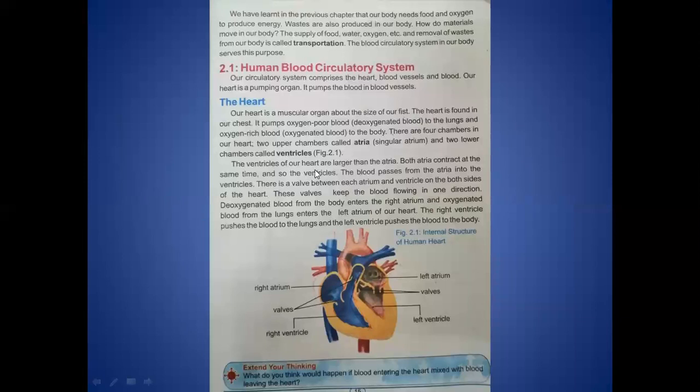The ventricles of our heart are larger than the atria. Both atria contract at the same time, and so the blood passes from the atria into the ventricles. There is a valve between each atrium and ventricle on both sides of the heart. These valves keep the blood flowing in one direction. Deoxygenated blood from the body enters the right atrium, and oxygenated blood from the lungs enters the left atrium of our heart. The right ventricle pushes the blood to the lungs, and the left ventricle pushes the blood to all parts of the body.